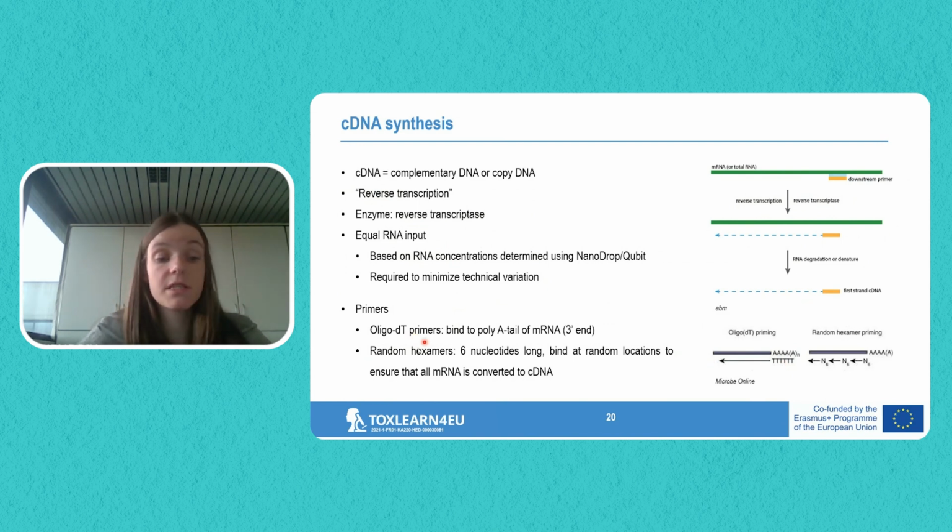In addition to this, you can also use random hexamers. These are primers which have a length of 6 nucleotides, and they will bind at random locations in the messenger RNA, and in that way, they will ensure that all the mRNA is converted to cDNA. Because, of course, if you just use the oligo-dT primers, they will bind here on the side, but then if something goes wrong halfway through, then this half of the mRNA is not converted to cDNA. But this problem can be avoided by also using random hexamers.